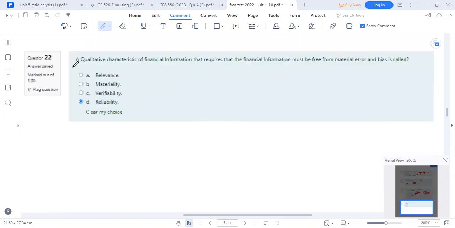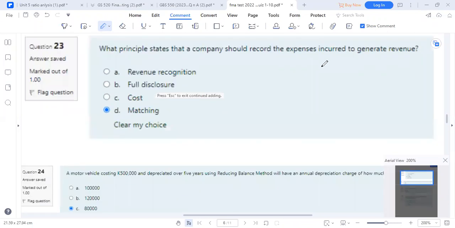All right. Which qualitative characteristic requires financial statements to be free from material error and bias? Free from material error and bias is a reliability concept. Variability, it must be audited. Materiality, it must consider material things. Relevance, it must be time-based. The principle which states that only expenses incurred in that particular period should be netted from the revenue is called the accruals concept or the matching concept.